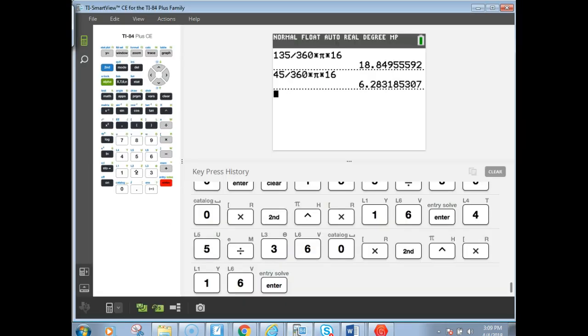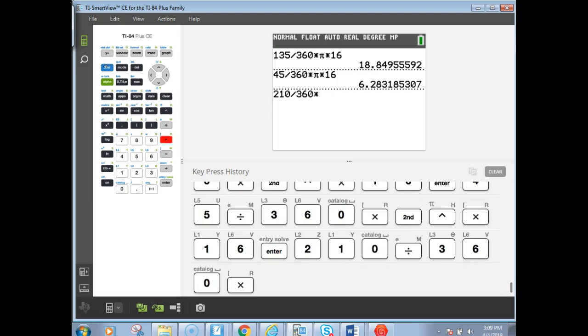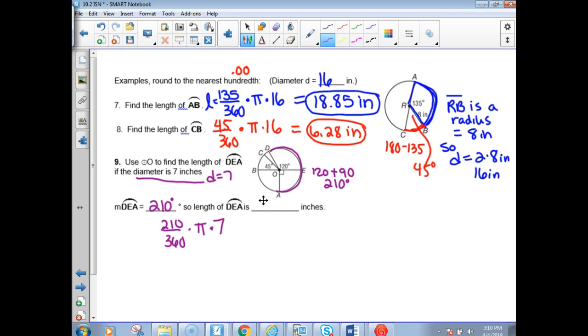So typing 210 divided by 360 times your pi times 7. 12.8. What are we going to round that to? 12.8, and then round the 2 up to a 3. 12.83. The answer is 12.83 inches.